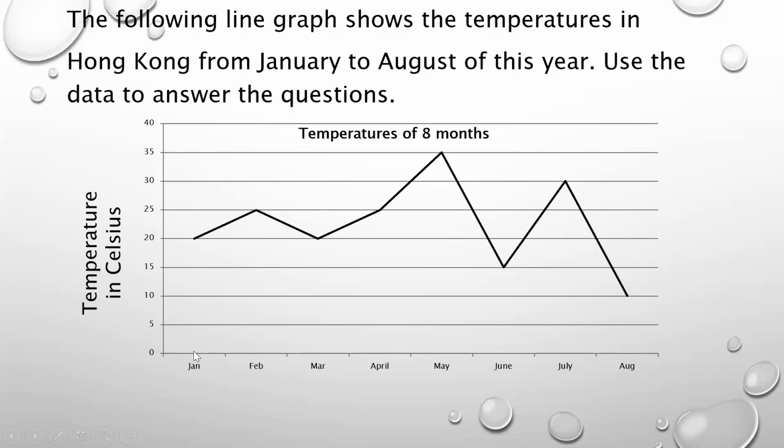For example, in January it is 20, February it is 25. Then in March it is again 20. April 25. May 35. June 15. In July you go up and you see it's 30. And then in August you have 10.